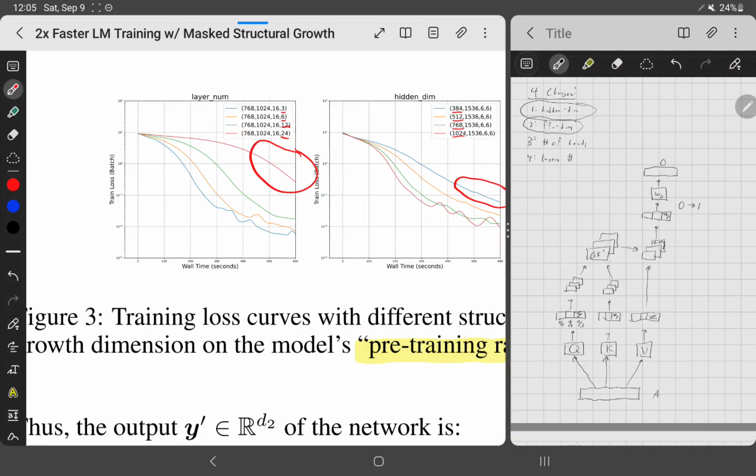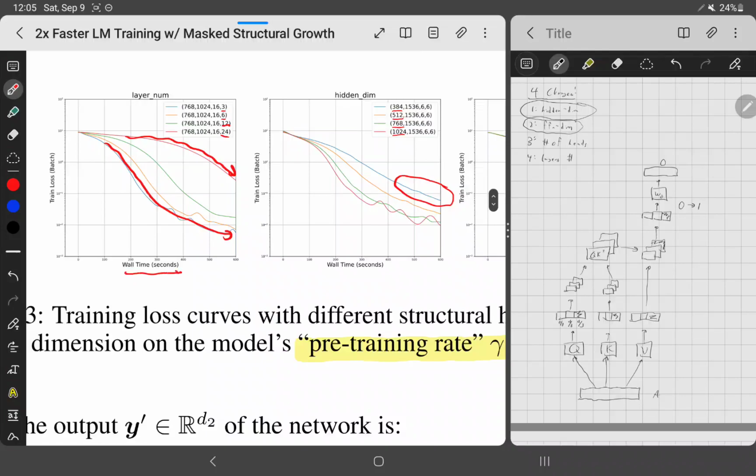And if we look here, if we start with 3 layers, then it converges really fast on the loss. But if we have 24 layers, then it converges really slowly. And that's why they say it would be best if we start with a small number of layers and then add them over time, because it will converge faster.